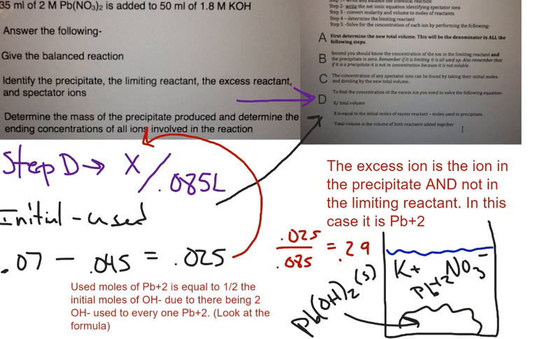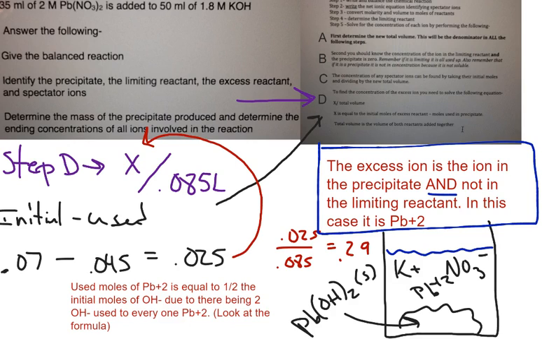All right, then step D is generally the most difficult. It's not too bad. It looks like the way I've drawn it is probably way confusing now that I look at it. But in part D, we're finding the trickiest one of all. So let's read this box first. What we're doing is we're finding the concentration of the ion that's in excess that was also in the precipitate. So here we go. The excess ion is the ion in the precipitate and not in the limiting reactant. In this case, we're talking about Pb plus 2.